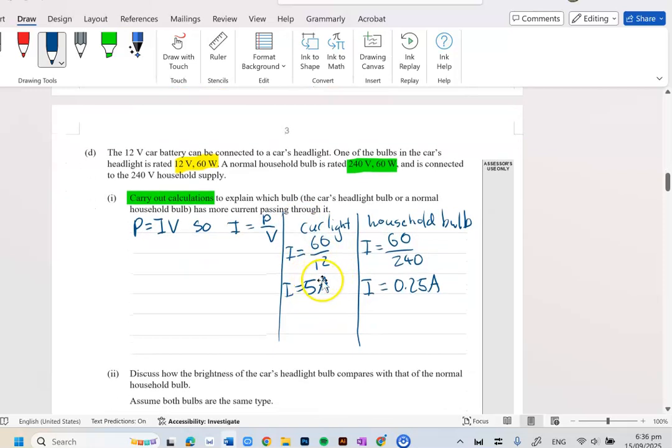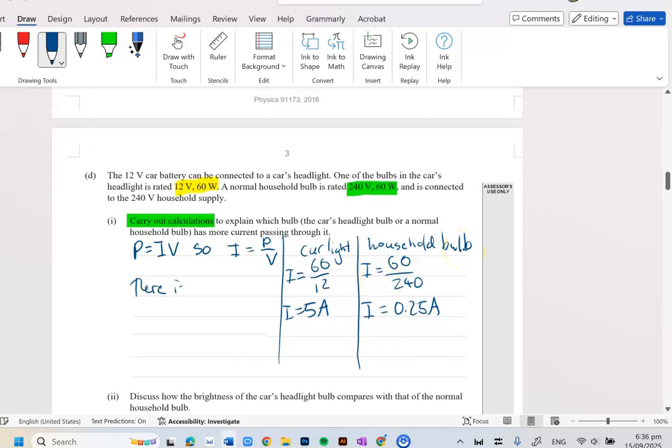Now, so we could say something like, there is more current passing through the car light.